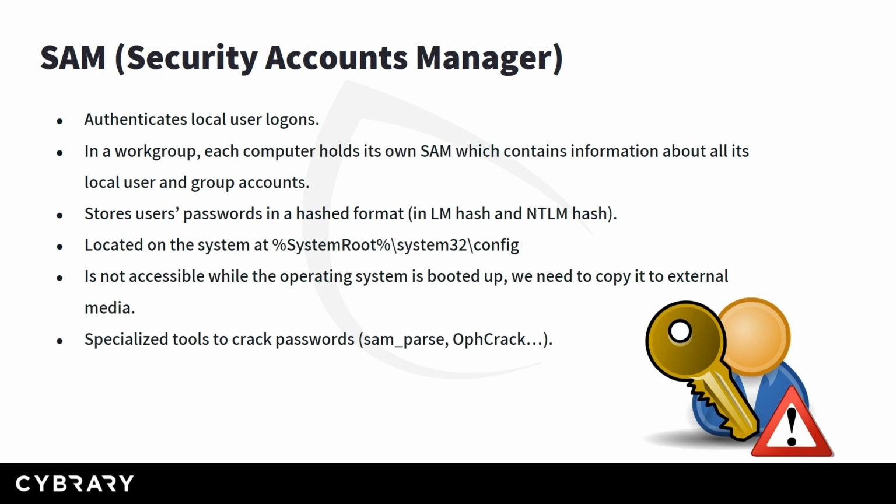It is known that Windows computers can be configured to be in a workgroup or joined to a domain. In a workgroup, each computer holds its own SAM, which contains information about all its local user and group accounts. It stores passwords in a hashed format as LM hash and NTLM hash. Since a hash function is one way, this provides some measure of security for the storage of the passwords. The SAM registry file is located at the system root in the System32 config folder, but it is locked and cannot be moved or copied while Windows is running.